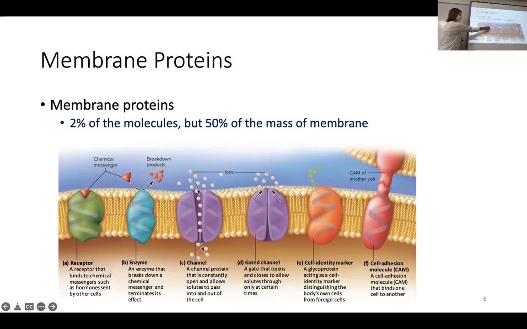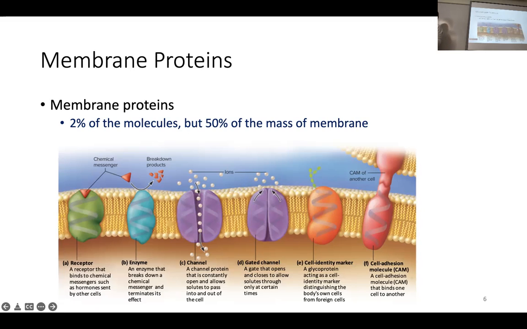These colorful things here are just drawings of different kinds of proteins. You don't have to know all of these different types of proteins that are listed along the bottom, just there for your information. We're going to go into some basic functions of these proteins over the next few slides. So not many proteins, but they're really important.